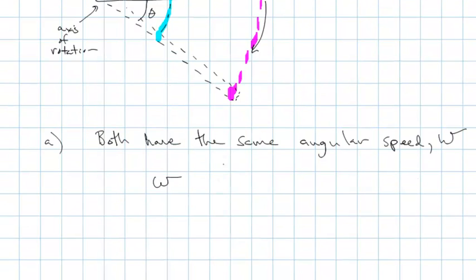Omega is the same for every point on a rigid object. If this rod is rigid and it's rotating, every point on that rod completes a revolution in the same amount of time. Omega is the same for every point on a rigid object.